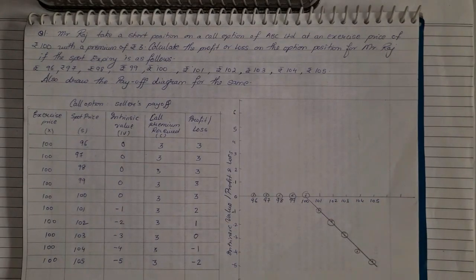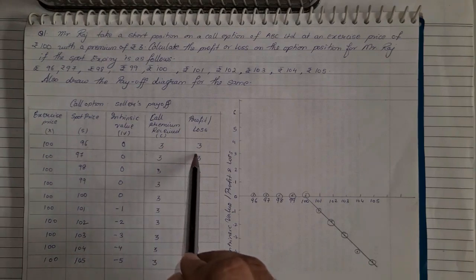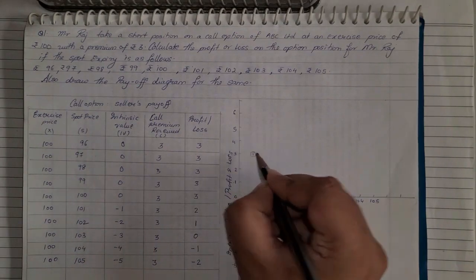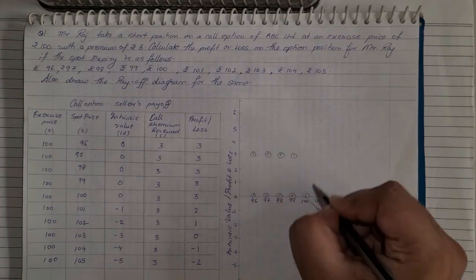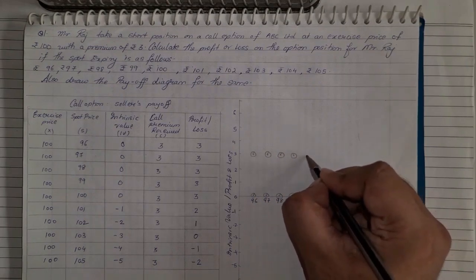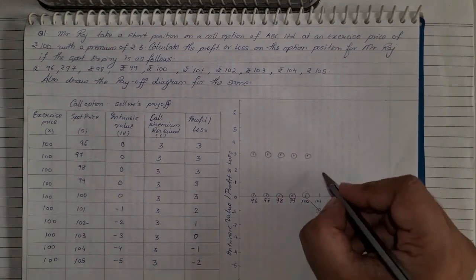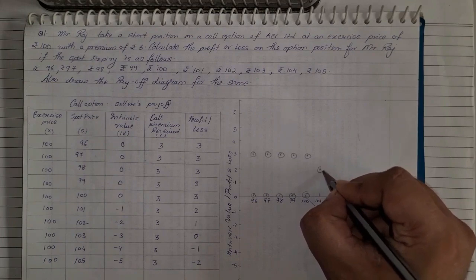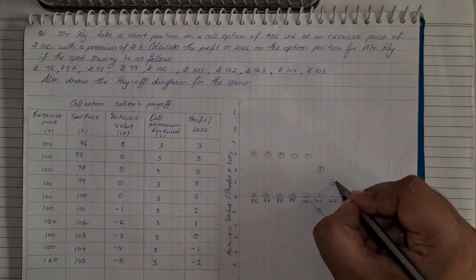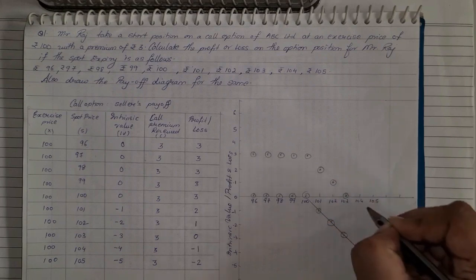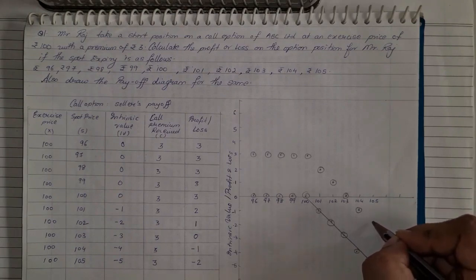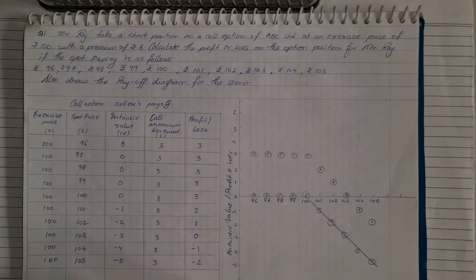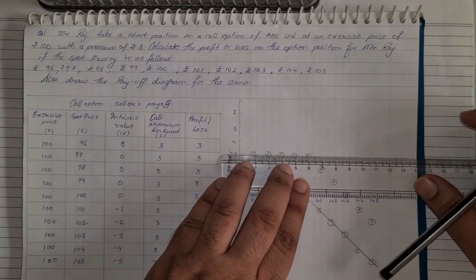Now, similarly, we will start plotting the profit and loss. When your spot price was 96, the profit that we received was rupees 3, so we mark it. At 97 also, it was 3. 98, 3. 99, 3. And 100, 3. Now, at 101, the profit reduced to rupees 2. At 102, it became 1. At 103, it became 0. At 104, it went to the negative quadrant as negative 1. And at 105, it became negative 2. So again, this is also a downward sloping line, so we'll just join it with the help of a ruler.